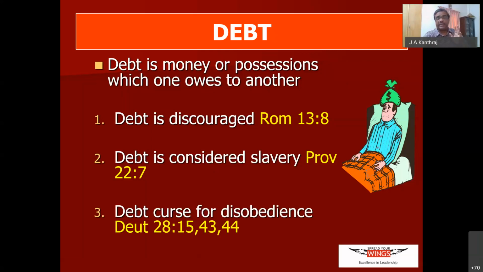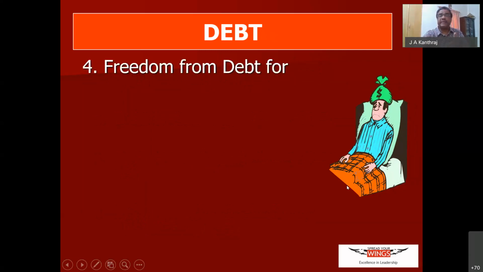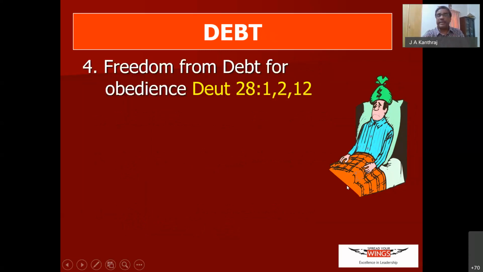Debt, the curse for disobedience: Deuteronomy 28:15, I would exhort you to read this. Very disturbing. What is the curse for disobedience and getting into a willful debt? And in the same way, God comes back telling you how you can be free from debt through obedience. In the same Deuteronomy chapter 28, it tells what blessings you get if you are obedient and stay away from debt.